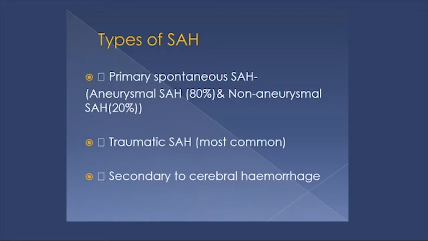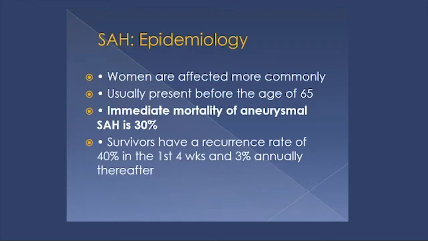The non-aneurysmal subarachnoid hemorrhage forms about 20% of the spontaneous type, and about 50% of them are said to be perimesencephalic, which is an entity in itself. But we'll mostly concentrate on the aneurysmal type of primary spontaneous subarachnoid hemorrhages. The epidemiology is skewed more towards women, and usually it occurs before the age of 65.